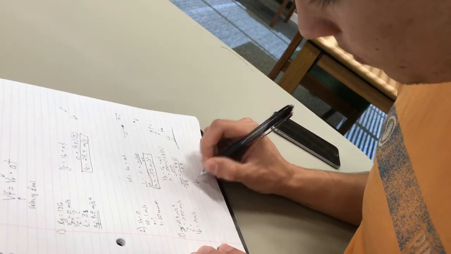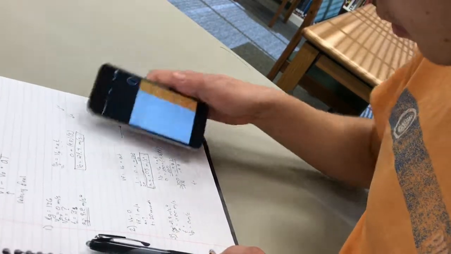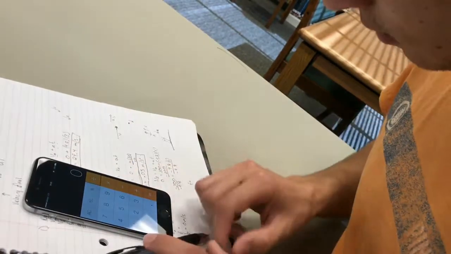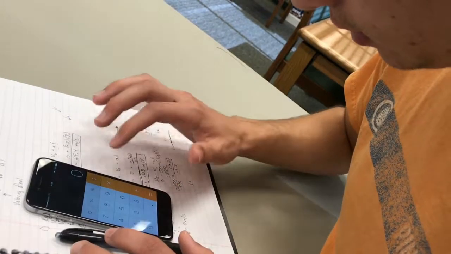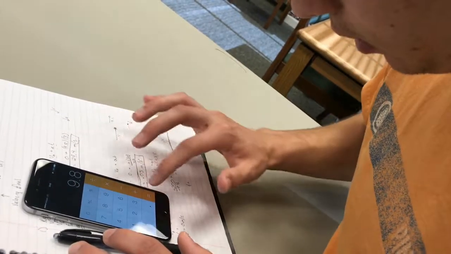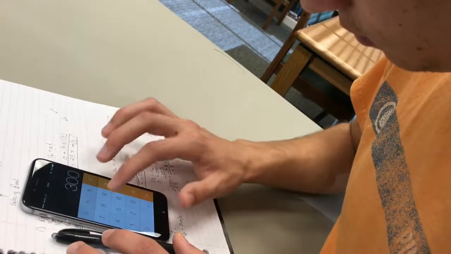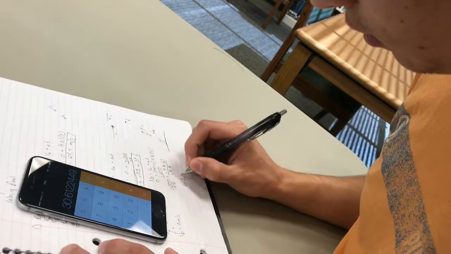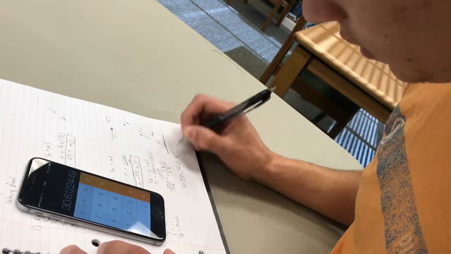And his time before reaching the very top of his projection is going to be 300 divided by 9.8, which will be 30.612 seconds.